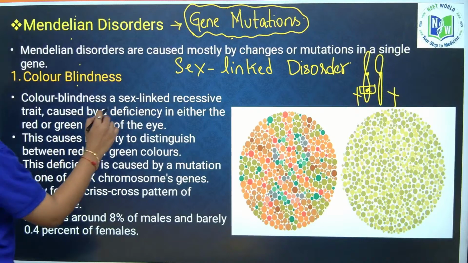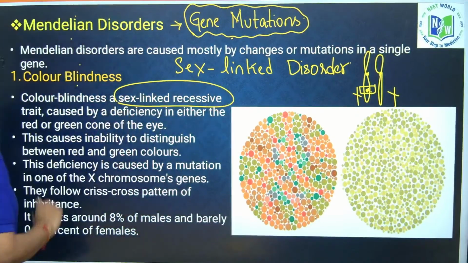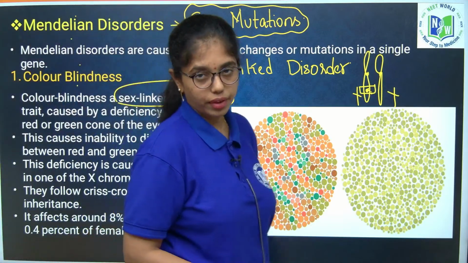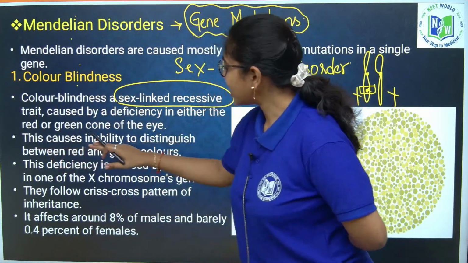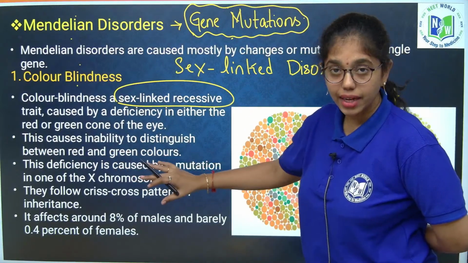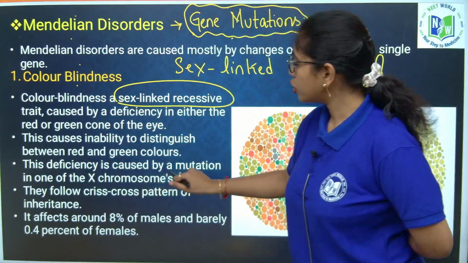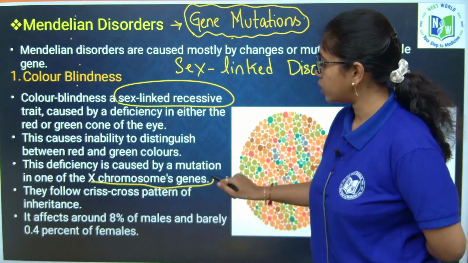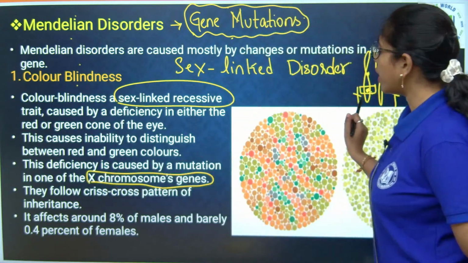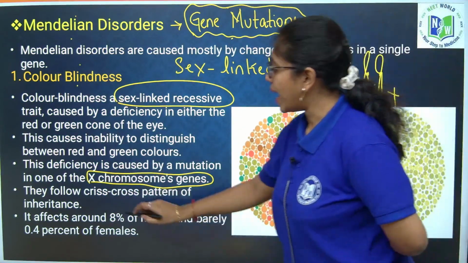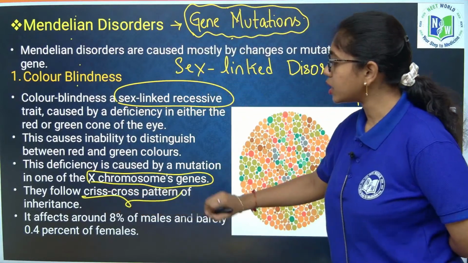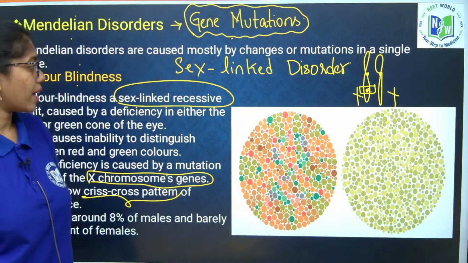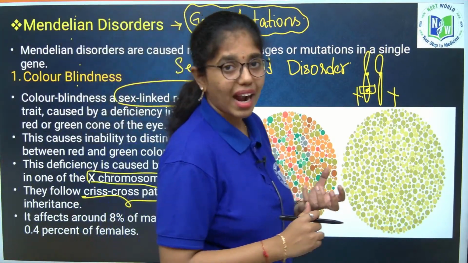So yes, this is a sex-linked recessive disease caused by the deficiency in either red or green color of the eye, and this causes inability to distinguish between red and green colors. This deficiency is caused by mutation in one of the X chromosomes, and they follow crisscross pattern of inheritance. What is crisscross pattern of inheritance?